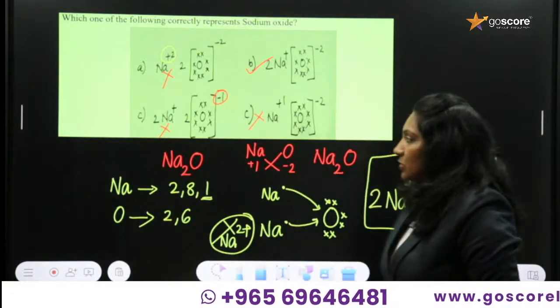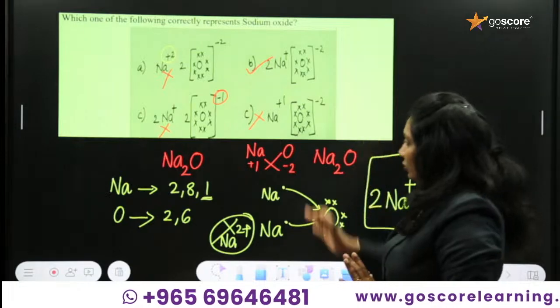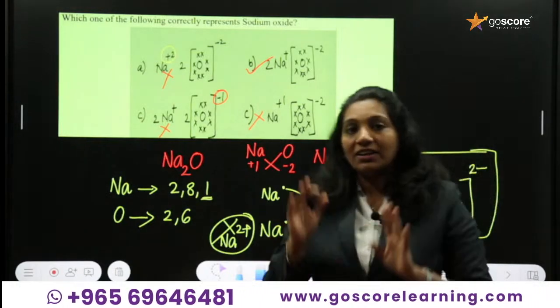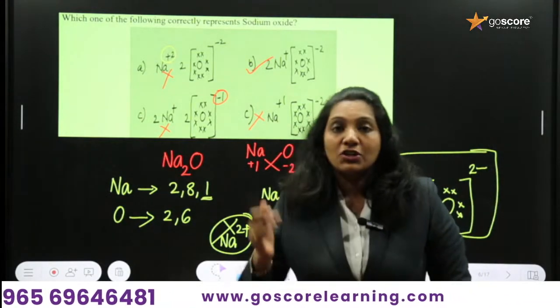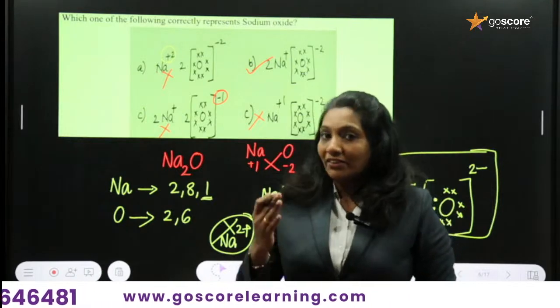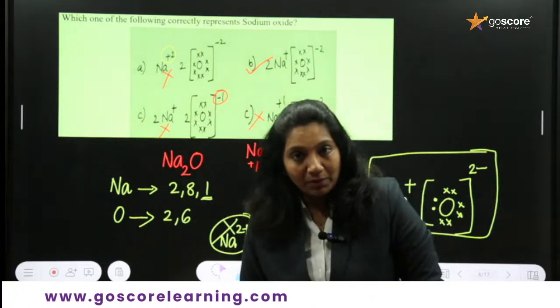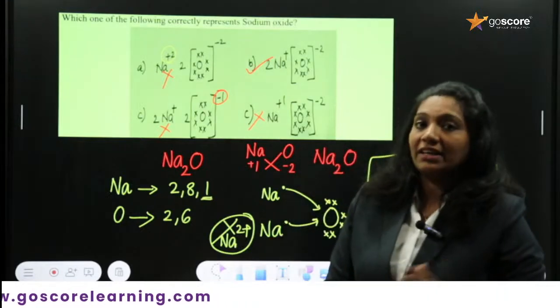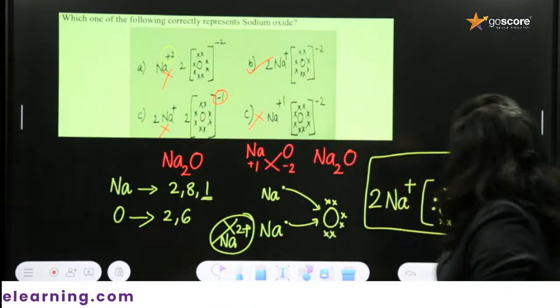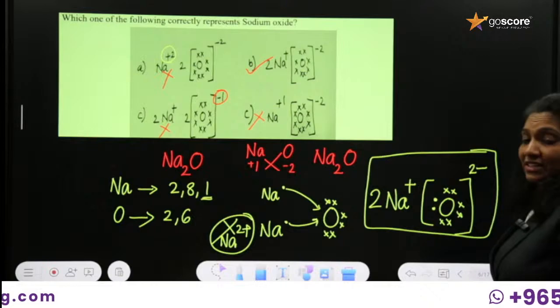Okay. So I hope it is clear. This electron dot structure and the configuration is very important. So please go through that. If you have any doubts in that, please give them in the comment box. We will give a detailed explanation about it. Okay. So can we move on to the next question?